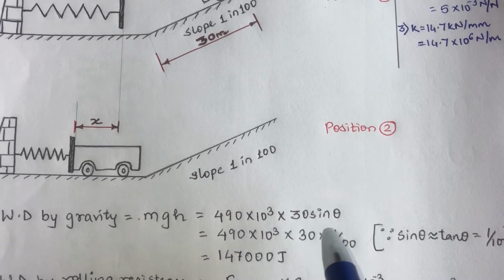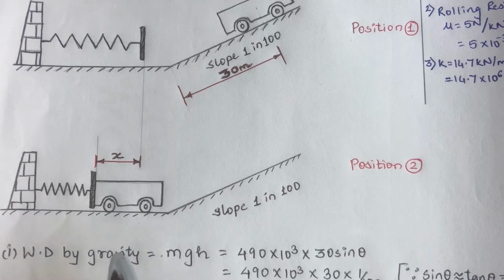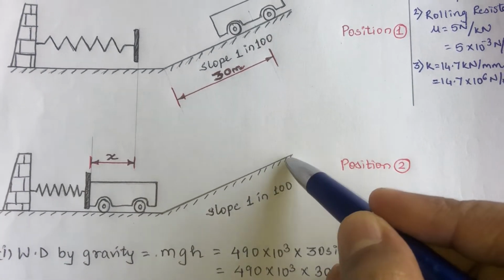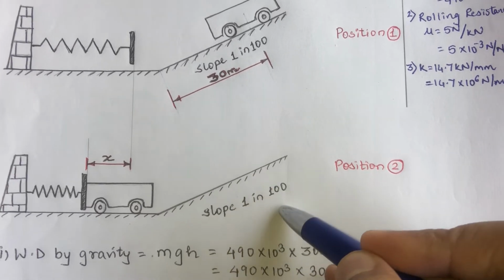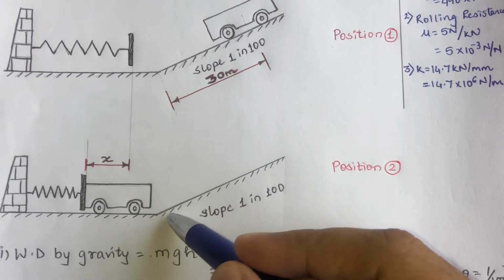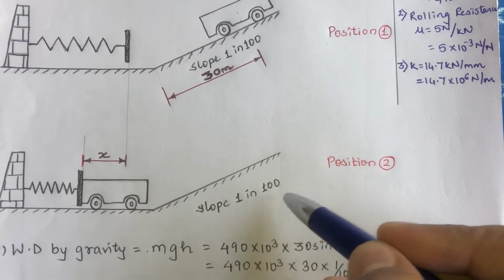Now why is it 30 sine theta? As you already know in the formulation, work done by gravity has an h. So what will be the h? h will be this distance. So if this is 30, this is theta, then this will become 30 sine theta. I hope you understood this.